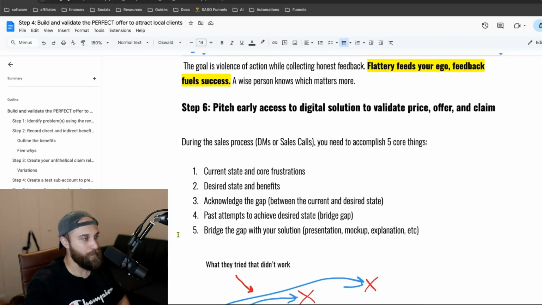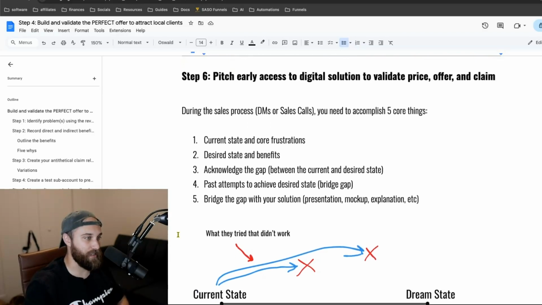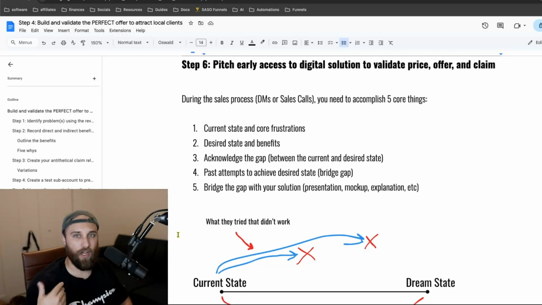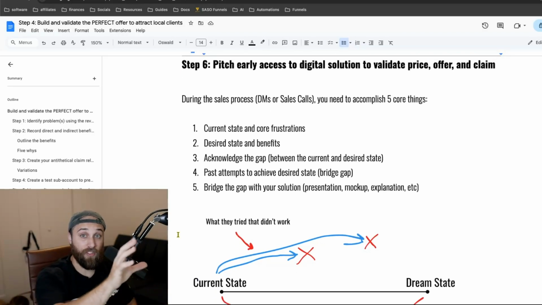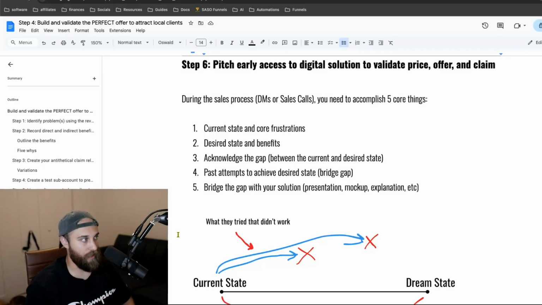Now, step 6, you want to pitch early access to your digital solution, and this is going to help you validate your price. It's going to help you validate your offer. It's going to help you validate your antithetical market claims. So during the sales process, and this happens during the DMs or on the sales calls, and I have a full sales training in this series that you're going to see very soon. It's coming up in the next couple of steps, but this is basically what you're going to cover, right?